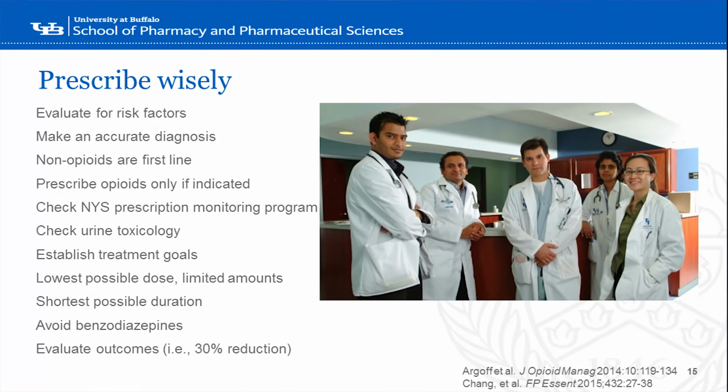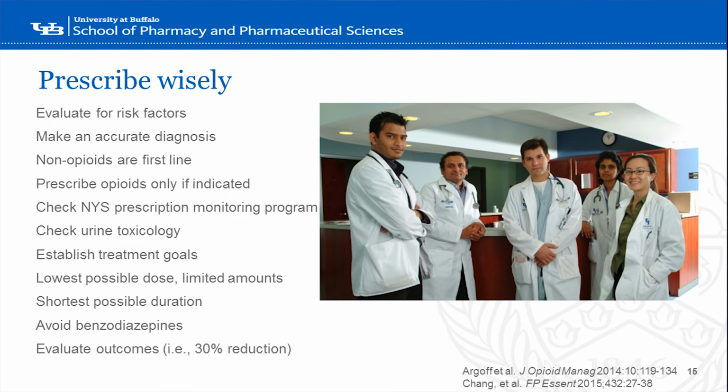We must prescribe wisely. So before prescribing, evaluate for these risk factors. Make an accurate diagnosis. Recognize that non-opioids are usually the first-line treatment for pain. Prescribe opiates only if truly needed. And then check the New York State Prescription Monitoring Program before looking for abnormalities. Check a urine toxicology. Establish firm treatment goals. Use the lowest possible dose in the lowest amount for the shortest possible duration. Avoid prescribing benzodiazepines along with opioids, and evaluate treatment outcomes.